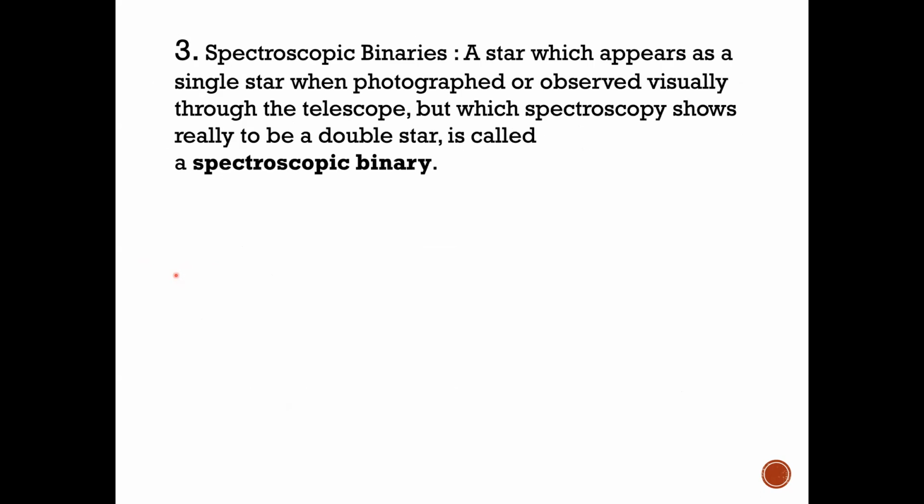And then there is the third type of binary star system. This is called spectroscopic binaries. You can see that this name itself suggests the method that we use to detect these kinds of star systems. A spectroscopic binary means that when you look at those stars, it appears that there is a single star when you take a photograph or make a visual observation through a telescope. But when you look with the spectroscope, it will show up as a double star, or there are two stars. So these types of star systems are called spectroscopic binaries.